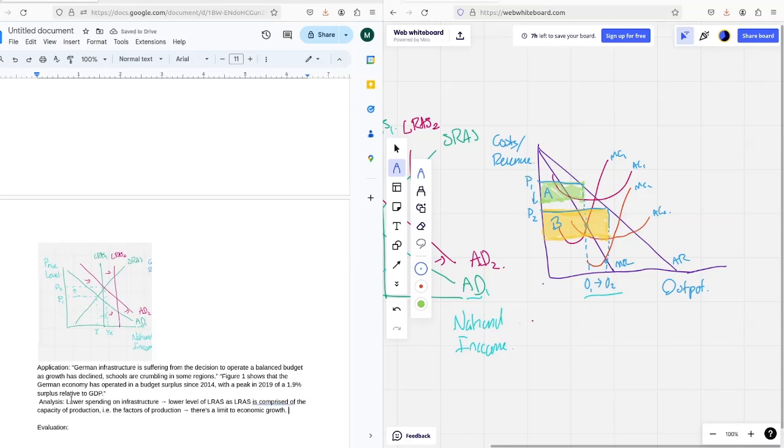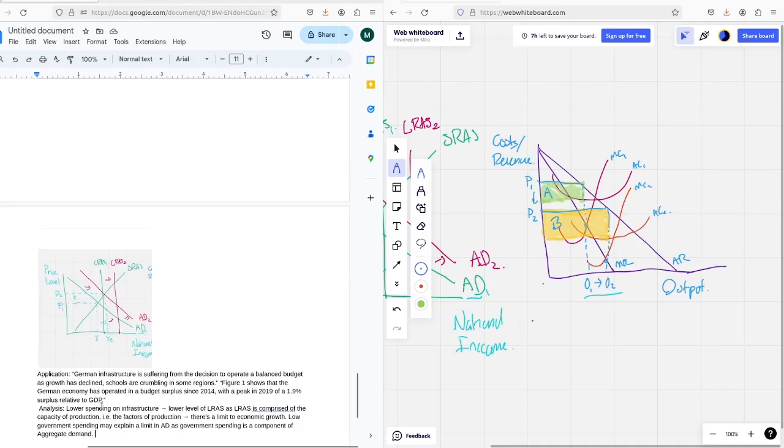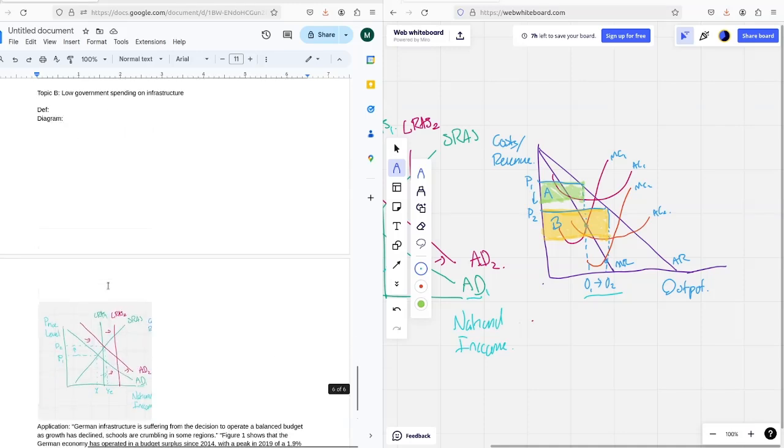I'd also talk about how low government spending may explain a limit in AD. So again, maybe more of a macro focus with the second point, as government spending is a component of aggregate demand. And then I'm referencing the limitation of having a surplus, right? So that would be the core of the analysis. I've got my diagram there.